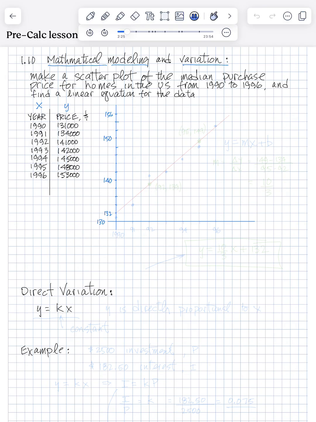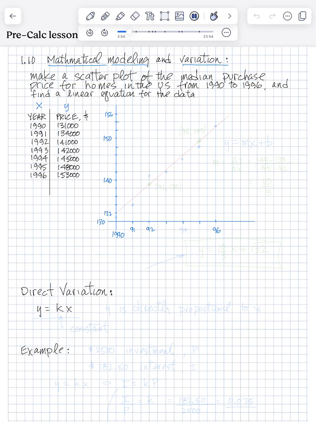Okay, now on the year, I'm going to go from 1990 through 1996. So I'm going to make the first one 1990. And then every two squares is another year. So here's 91, 92, so on and so forth. 93, 94, 95, 96. So here's 1996. Now I can start plotting these.